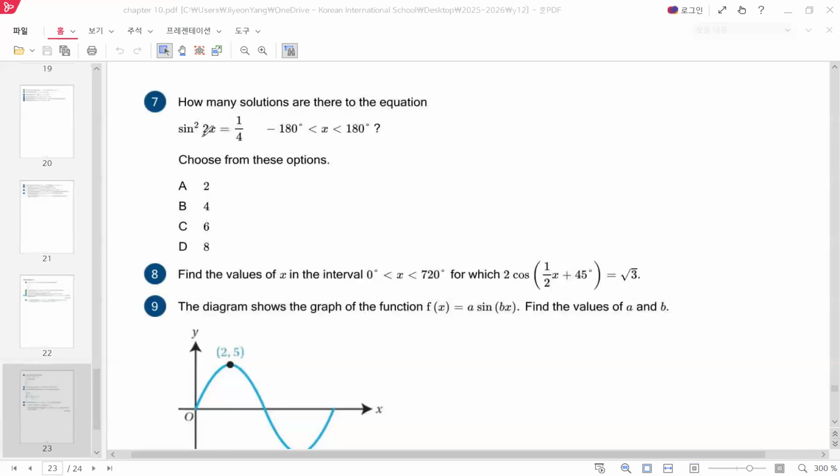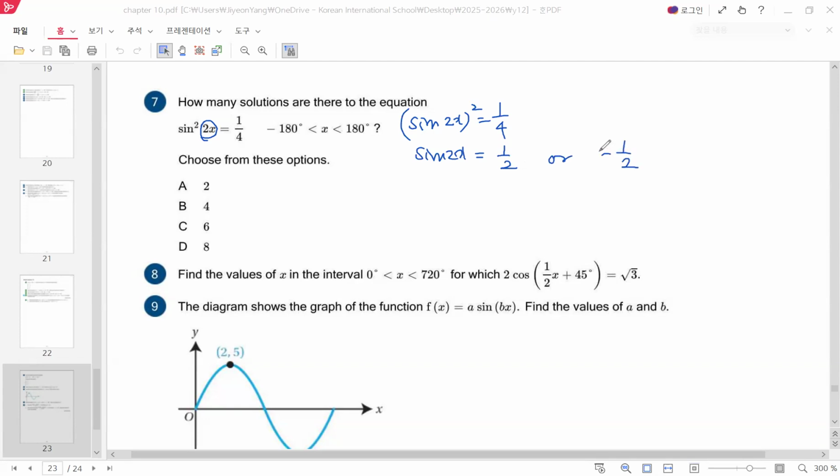So can you see this is 2x, right? This is 2x. Then just leave it as it is. So what is important is sine squared 2x. So sine 2x squared equals 1 over 4. It means that the value of sine 2x should be either 1 over 2 or negative 1 over 2.